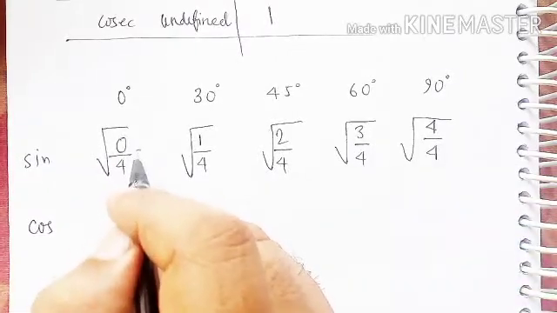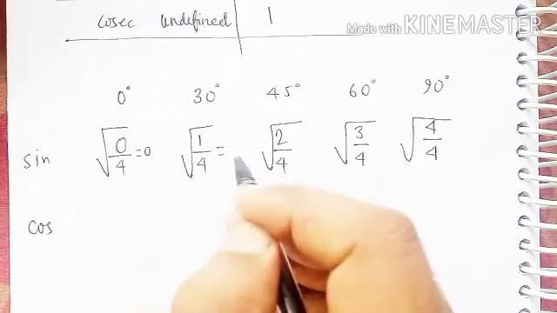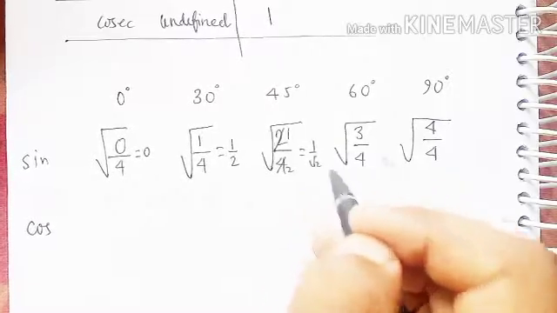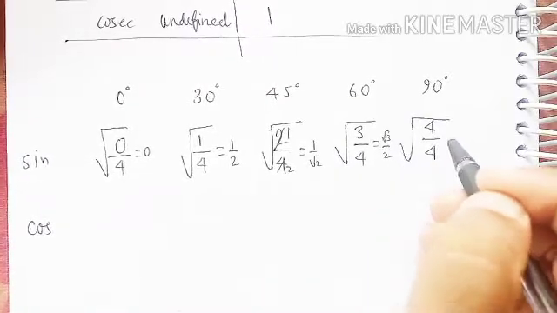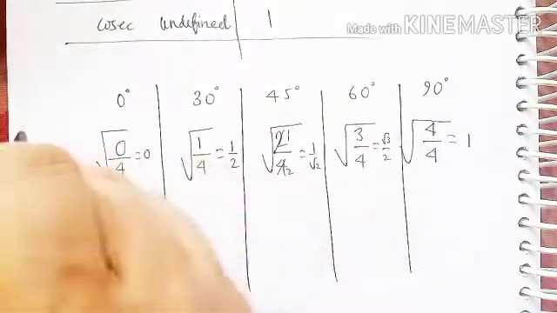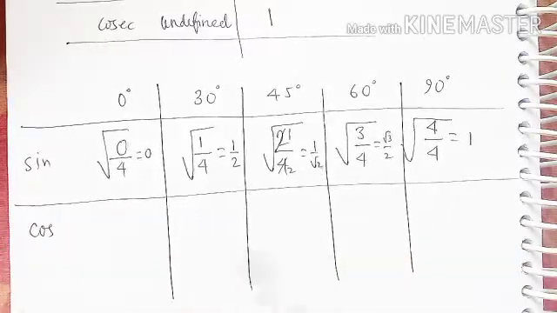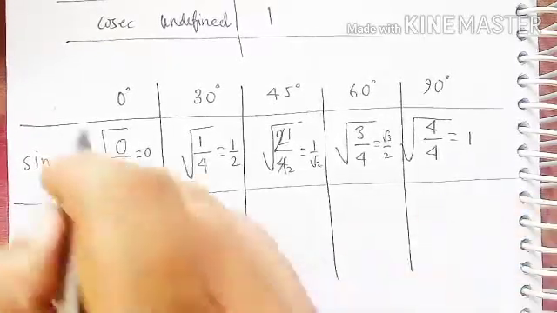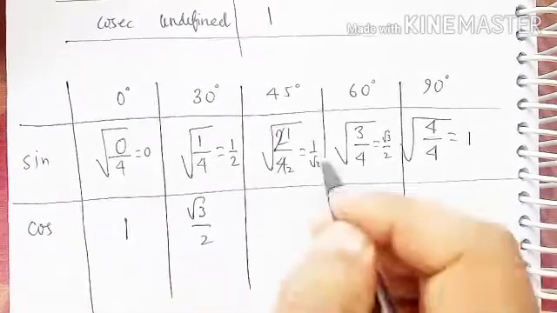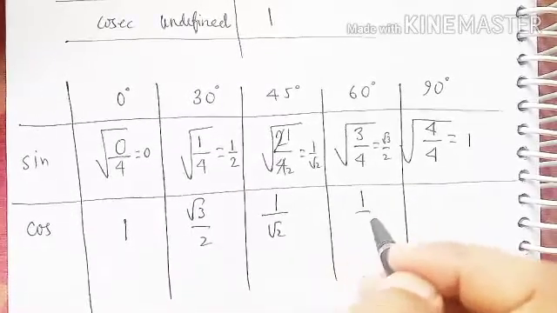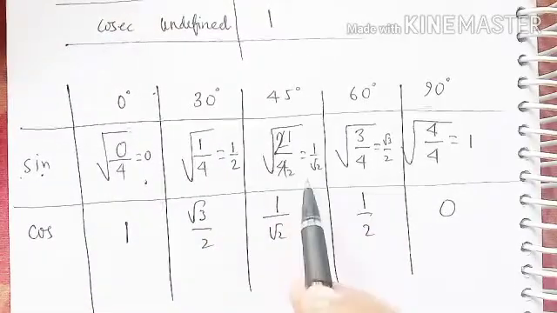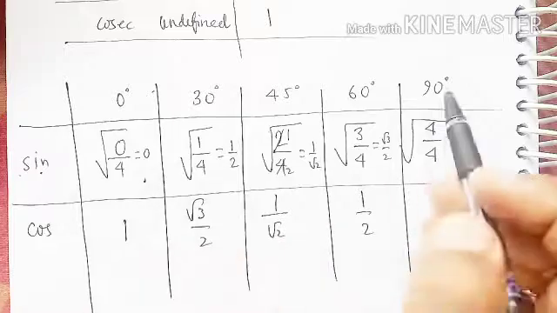0 by 4 is 0, so its square root is 0. 1 by 4, its square root is 1 by 2. 2 by 4, its square root is 1 by root 2. Here its square root is root 3 by 2. Here it is 1. Now you can write cos, starting from here: 1 is written here, root 3 by 2 here, 1 by root 2 here, 1 by 2 here, 0 here. So sin 0 degree is 0, sin 30 degree is 1 by 2, sin 45 degree is 1 by root 2, sin 60 degree is root 3 by 2, sin 90 degree is 1.